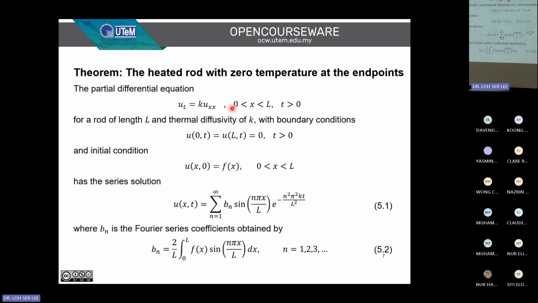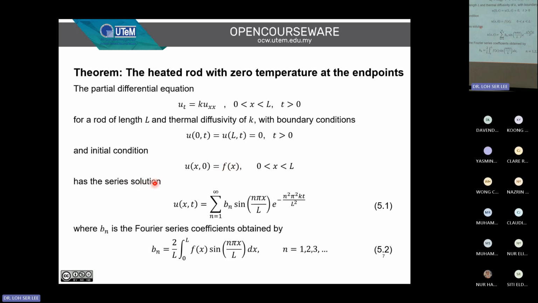You have a partial differential equation for the heat equation. The length of the rod is L. You are given two boundary conditions, where the temperature is always 0 at the starting point 0 and at the ending point L. And you will also be given an initial condition, which is the initial temperature distribution that you give to the rod.